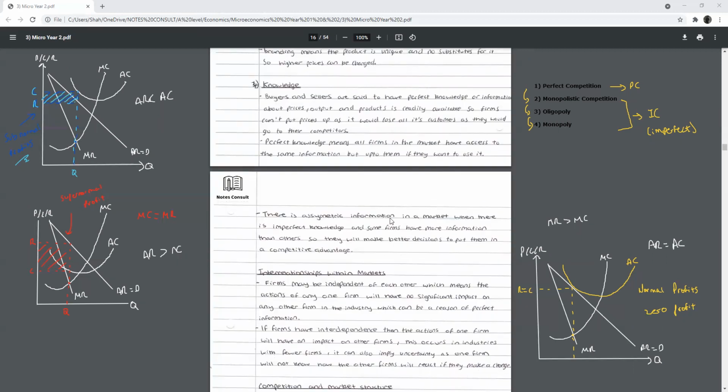There's asymmetric information in the market where there's imperfect knowledge and some firms have more information than others, so they will make better decisions to put them in a competitive advantage. So we looked at asymmetric information last year when we looked at market structure. So asymmetric information is when one party has more information than the other. So there's imperfect knowledge. So some firms have more information than others. So the firms with more information will make better decisions and have a competitive advantage because they probably have higher profits.